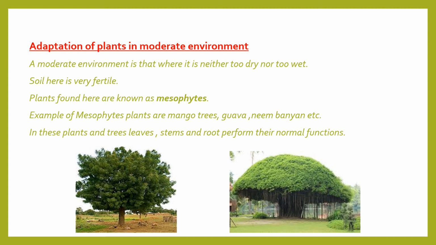You can observe that different crops are grown here because the soil is fertile. Plants found here are known as mesophytes. Examples of mesophyte plants are mango, guava, neem, banyan, etc. These are all mesophyte plants found in a moderate environment. In these plants and trees, leaves, stems and roots perform their normal functions. The root is absorbing water from the soil.